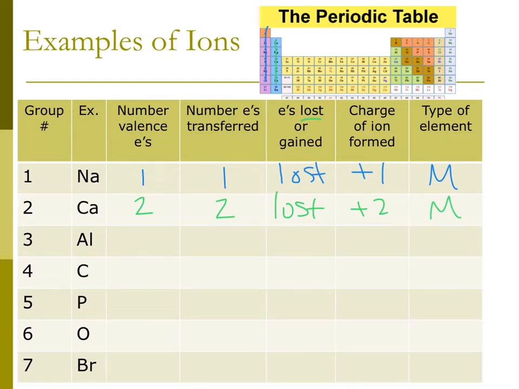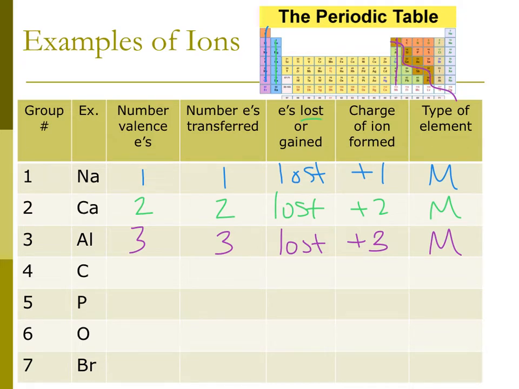We're going to skip the transition metals and go over to group 3 or 13, which would have 3 valence electrons. Still easier to lose 3 electrons than to gain 5 more. It will lose all 3, creating a +3 charge, and again on the left of the stair-step line, so it is a metal.